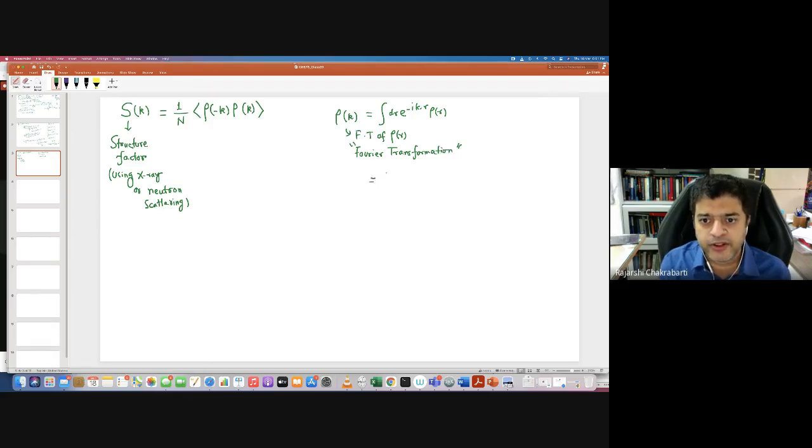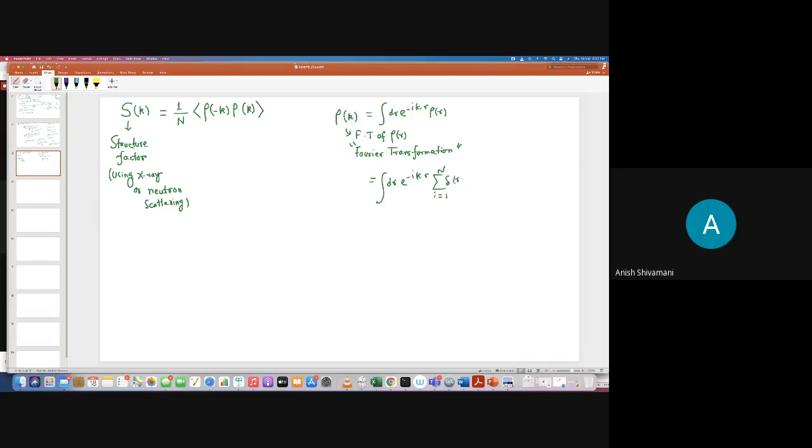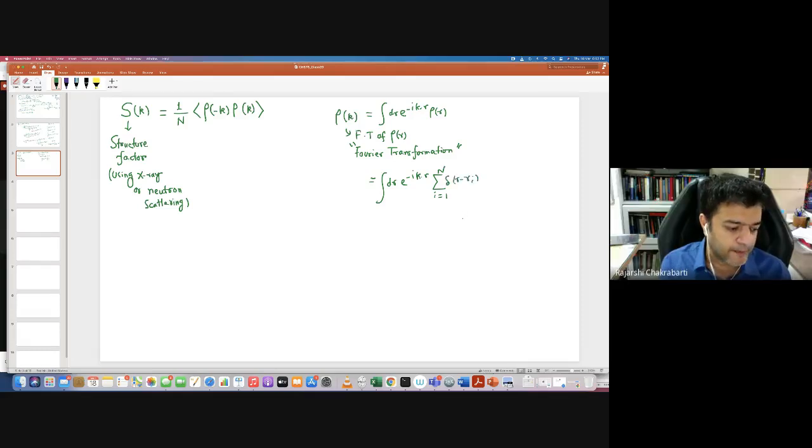Now you remember what is the definition of your rho of r? Do you remember the definition of rho of r? So let me write it down. You'll remember. It is a sum of delta functions. This is how it is, isn't it?